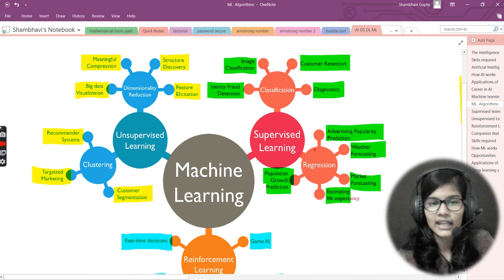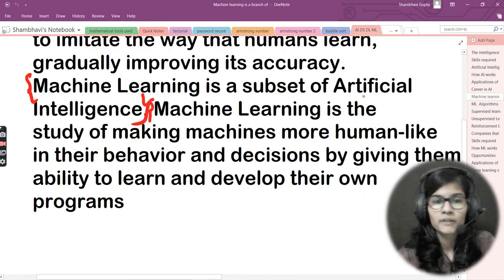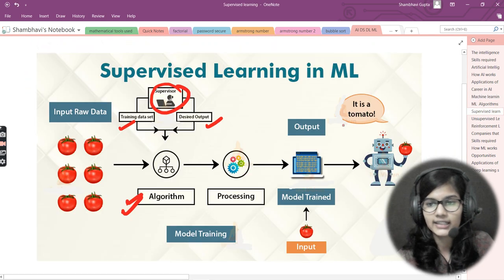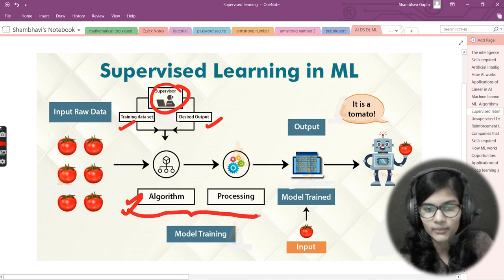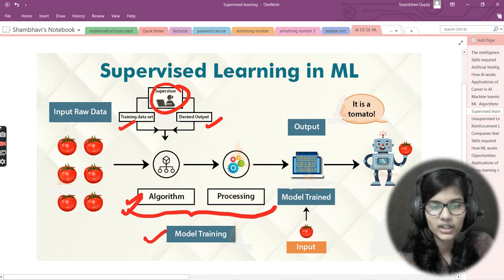These were the two algorithms which you have here in supervised learning. By performing these, you just get the algorithm. Fine. After that, what is done? Processing. So this whole procedure, that is the algorithm and the processing, is called model training.